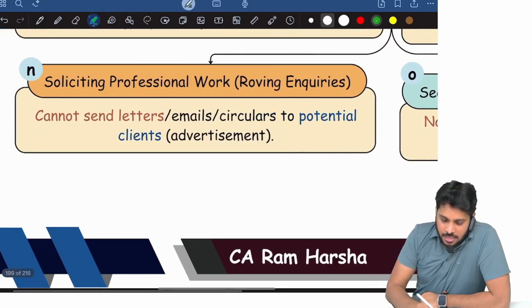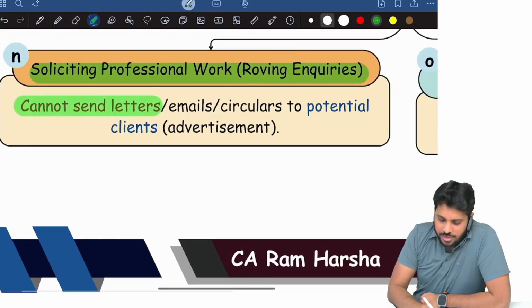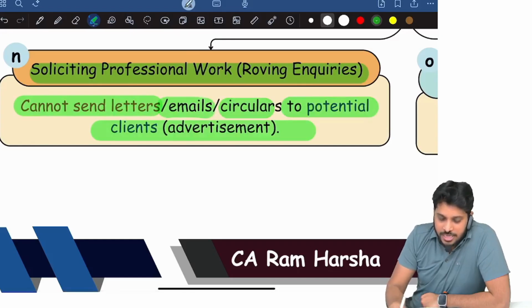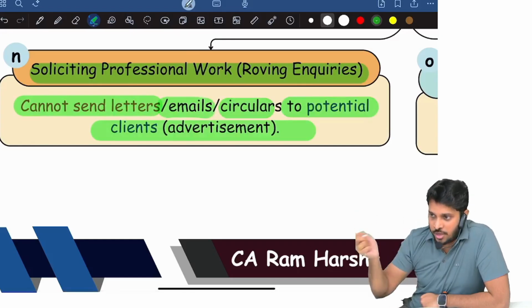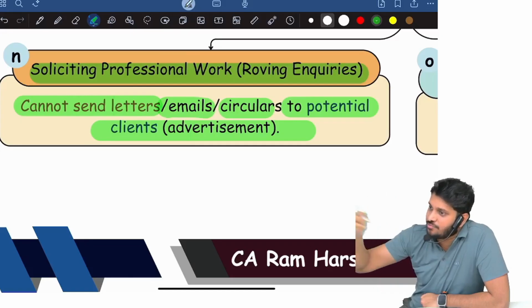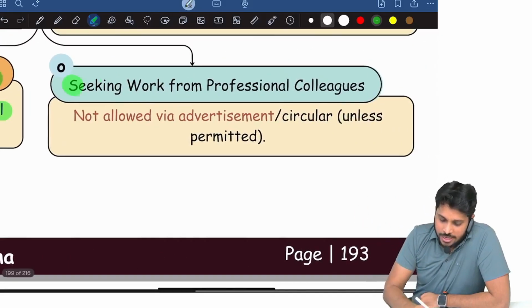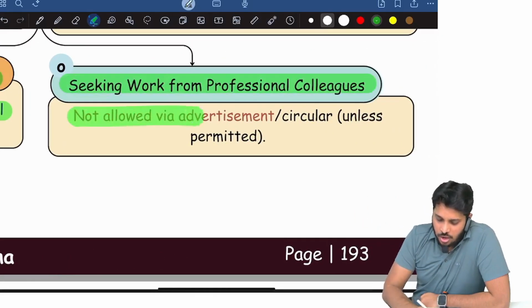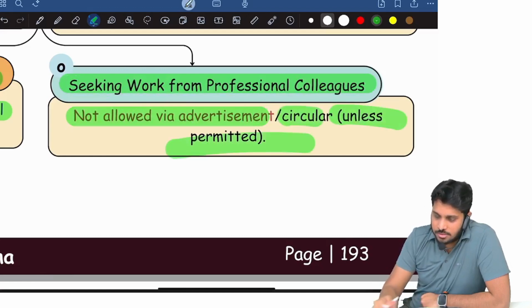Next. Can you solicit? You cannot send letters, emails or circulars to potential clients unless they ask. You can only respond to them, you cannot send them asking for work. And can you ask for work from professional colleagues? Not allowed by advertisement or circulars unless permitted. You cannot ask anybody, only from another CA, only from them you can accept.